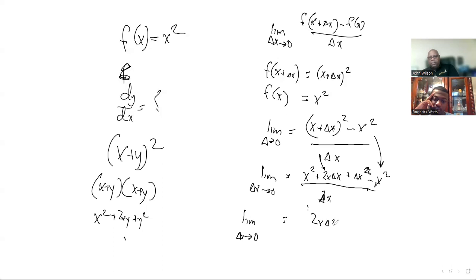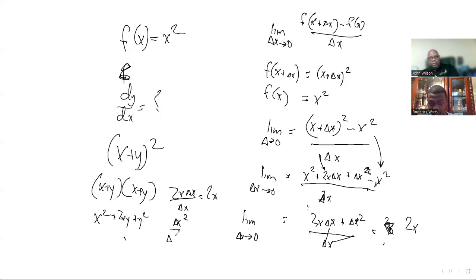So I've got the limit as delta x goes to 0 of, what am I left with? 2x delta x plus delta x squared, all over delta x. If we divide each term by delta x, they cancel. If we divide this term, 2x delta x, by delta x, what do we get? 2x, right, because those two cancel. What about delta x squared divided by delta x?